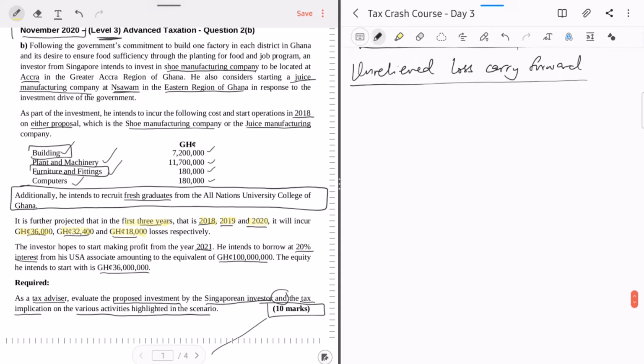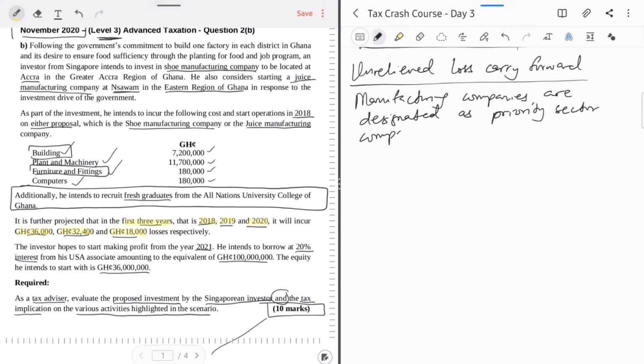So we are saying that manufacturing companies are designated as priority sector companies. For those who are interested, this can be found in the Income Tax Regulations of 2016, LI 2244, right? It gives us a specific list of those who are priority, and we find manufacturing companies there.